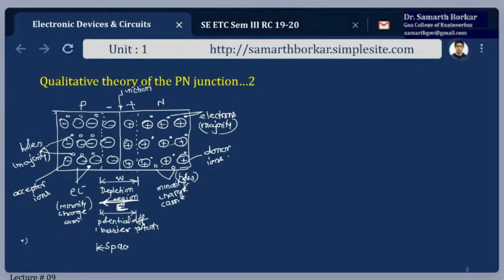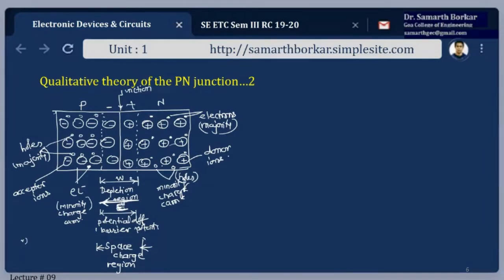These terms are very important. Space charge region. First, it is referred to as depletion region because it is devoid, meaning depleted, of any carriers. And second, these ions are electrically charged. So it is referred to as space charge region.